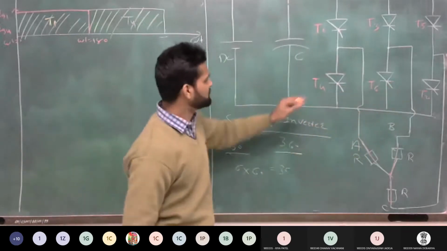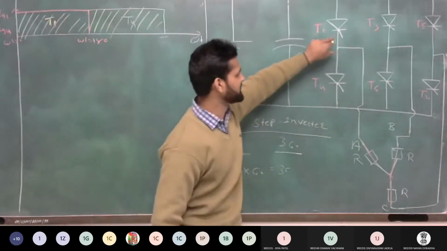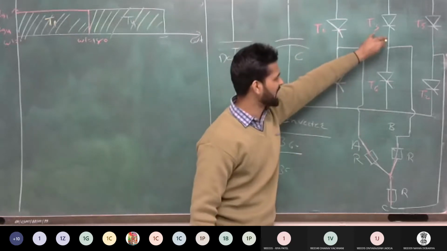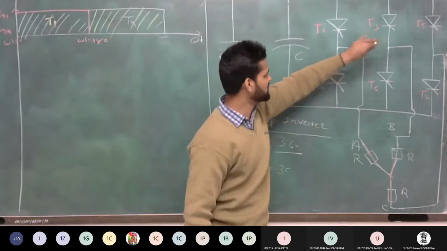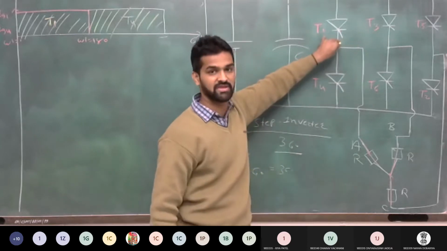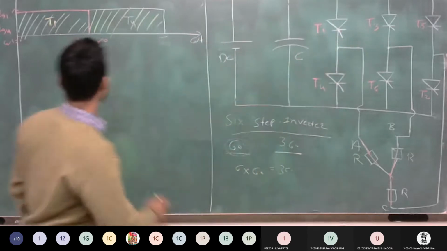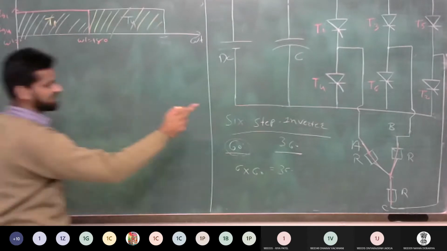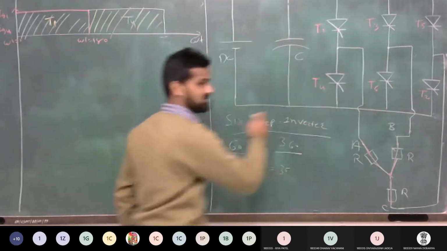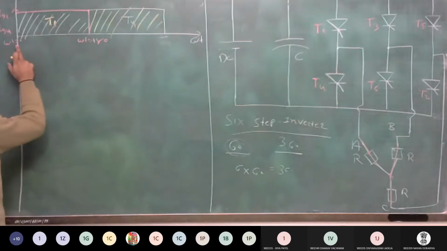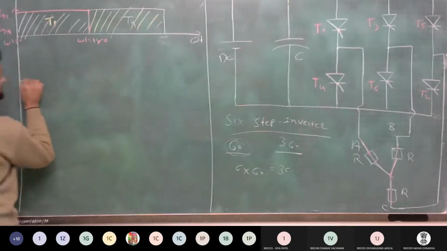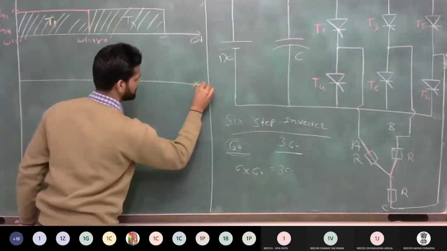As we know, phase B is 120 degree apart from phase A. So we provide the gate pulse to thyristor T3 120 degree after the conduction of T1. As we know, T1 starts from omega t equal to 0, so provide the gate pulse to thyristor T3 120 degree after omega t equal to 0 degree. It means from 120 degree you provide the gate pulse to thyristor T3. Okay.